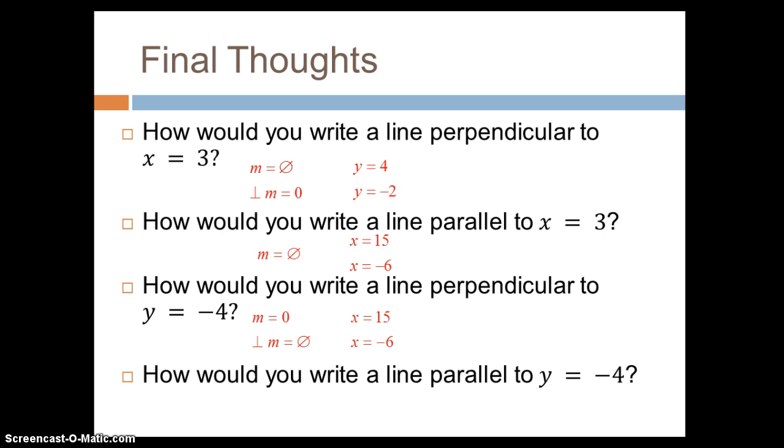And parallel, well, now they're going to have the same slope, so their slope is 0. So anything that's parallel will be y equals 3, y equals negative 14. So it's easy to write parallel and perpendicular lines if you understand the relationship between horizontal and vertical lines. They're always going to be perpendicular to each other, and they're going to be parallel to themselves. So if I wanted you to write a line perpendicular to a vertical line at a certain point, you guys could easily do that now because you understand how perpendicular and parallel lines work.